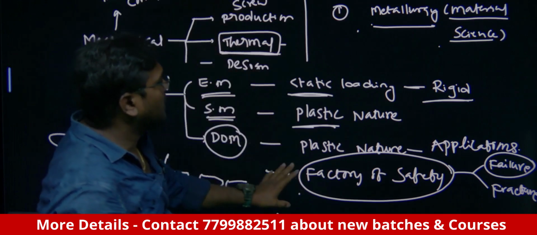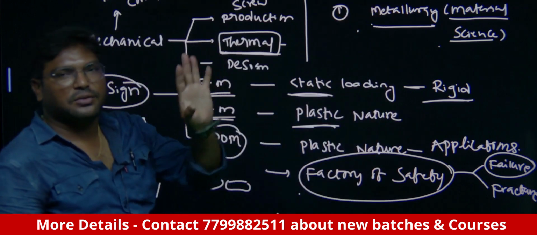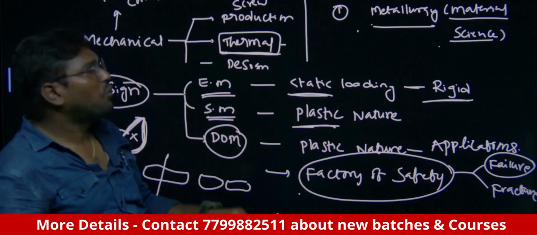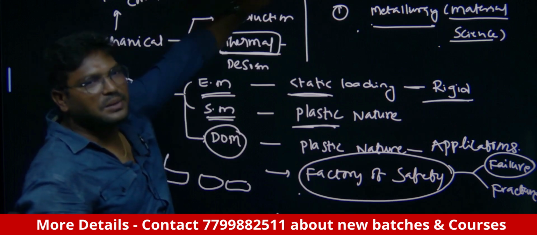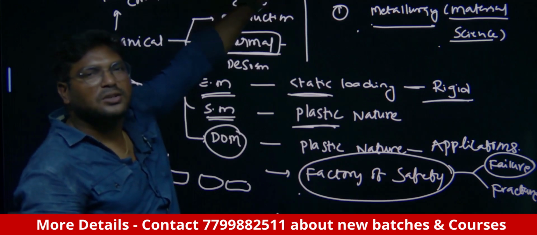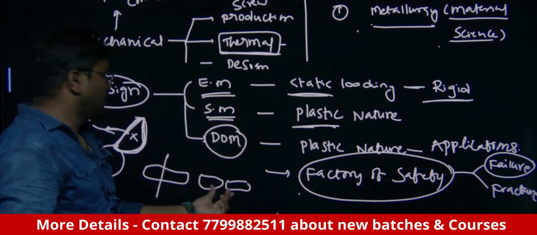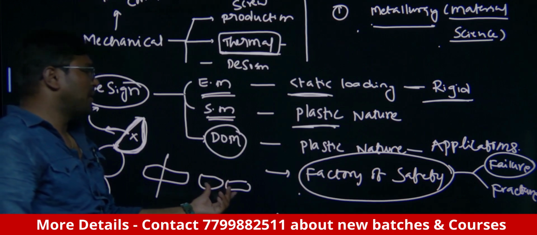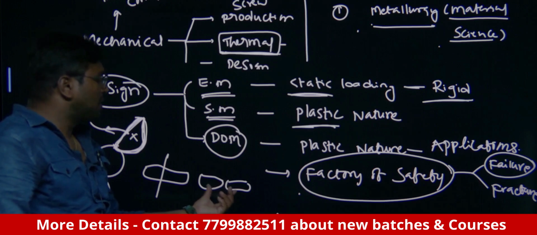Suppose an aircraft is running at high altitude and one bolt joint, or a nut or screw joint, is missing, and at the same time a rivet joint, which is a semi-permanent joint, is also missing. The entire component will separate into two parts. That is fracture, and fracture is a permanent failure.